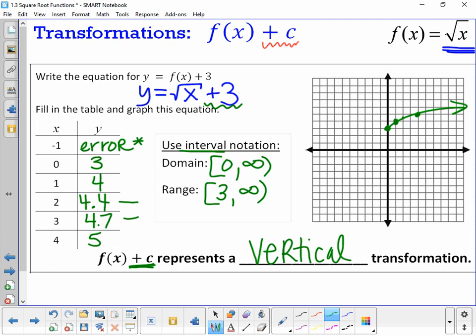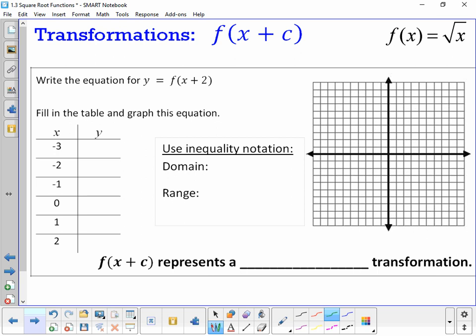All right, so we are done with our first type of transformation. That was a vertical transformation. Next kind, what happens if you have a number added to x within that function? So again, we're working with a square root function. So we're talking about the equation y equals the square root of, and we want to add 2 to x. So both the x and the plus 2 are under the radical.